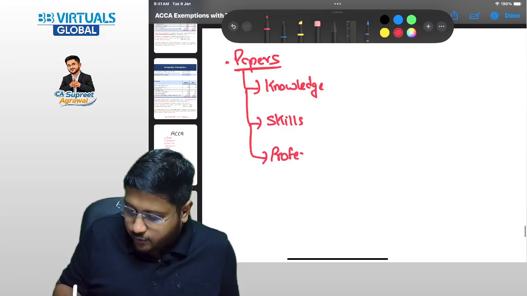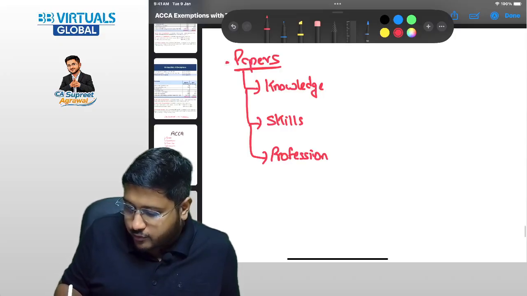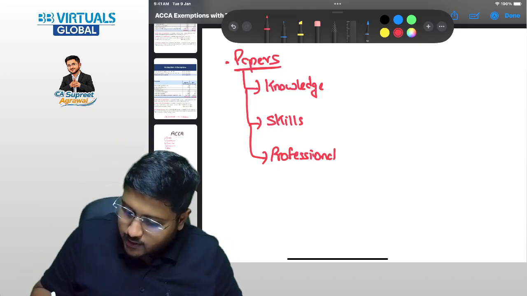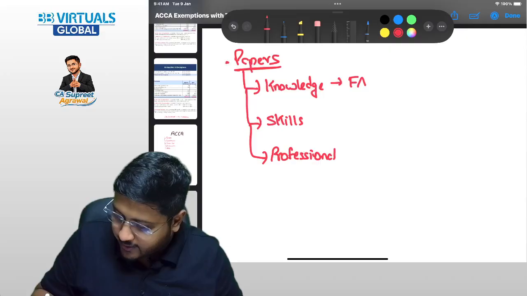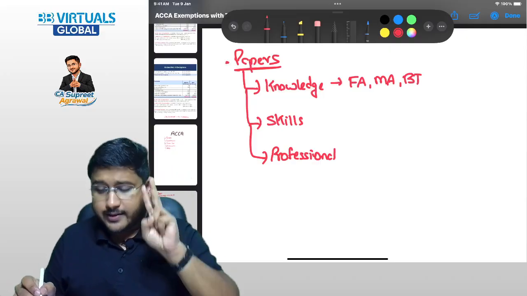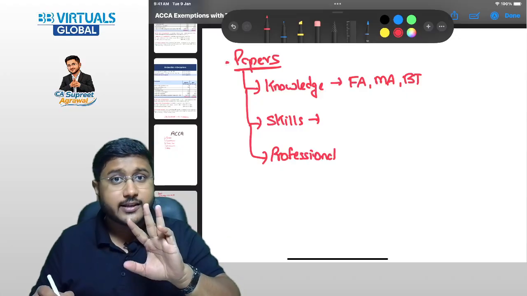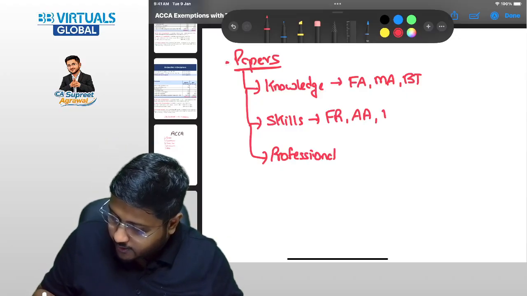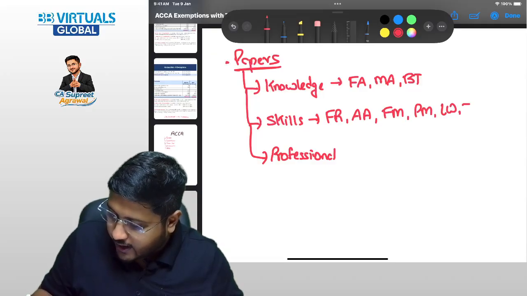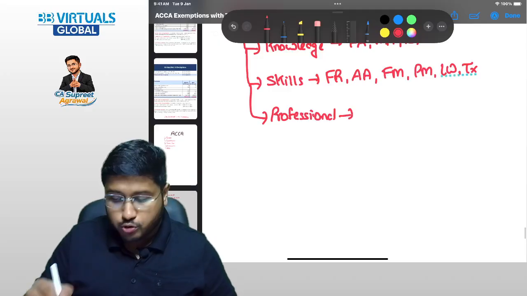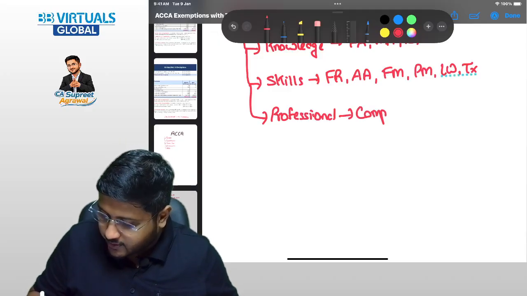I am explaining in a little brief here so that you have a brief understanding before we move further to the exemptions. Now in the knowledge level, there are three papers: FA, MA, and BT, correct? In the second level, which is the skills level, there are six papers: FR, AA, FM, PM, law, and taxation, correct?